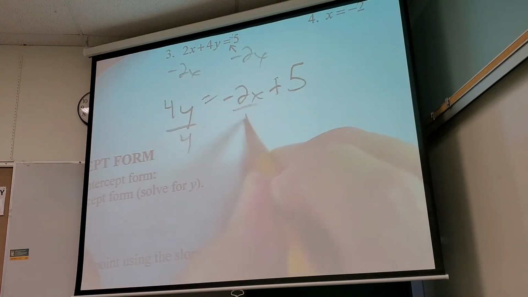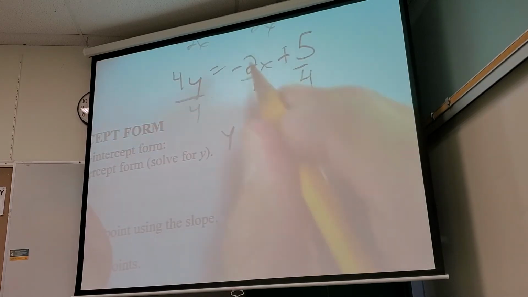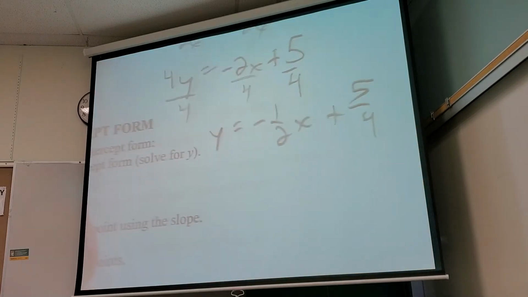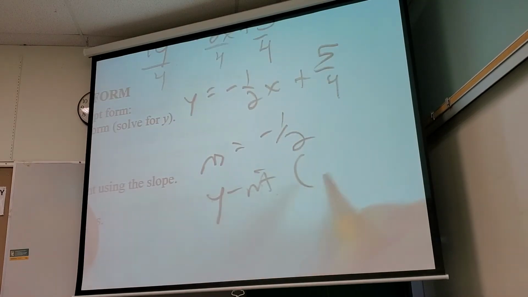Divide by 4 each piece. What happens here? So what's the slope? Negative 1/2. What's the y-intercept? (0, 5/4).